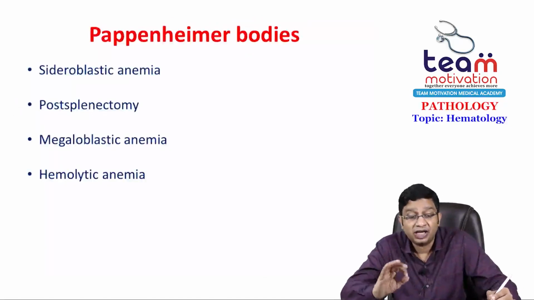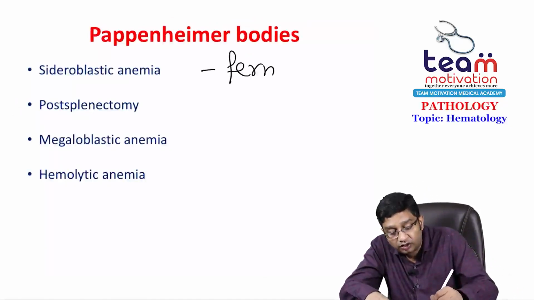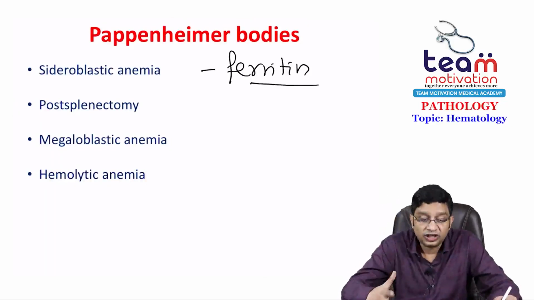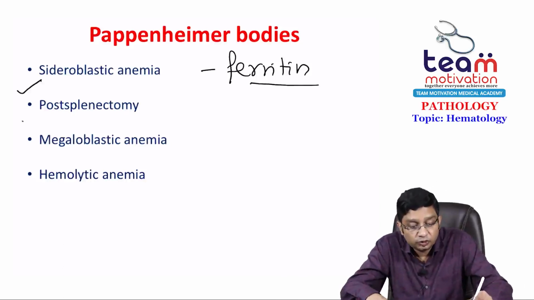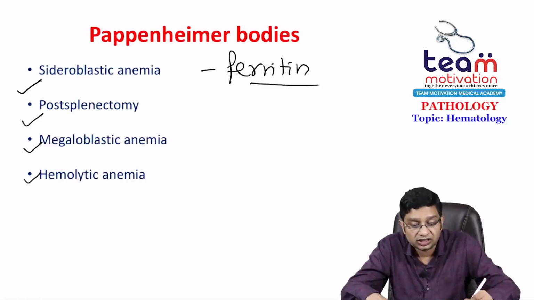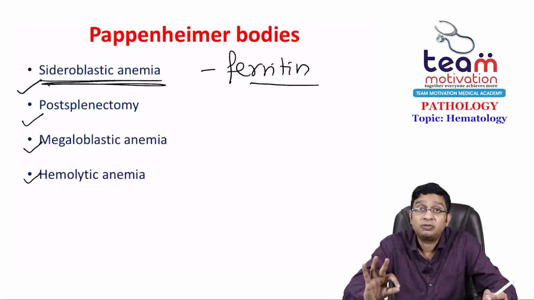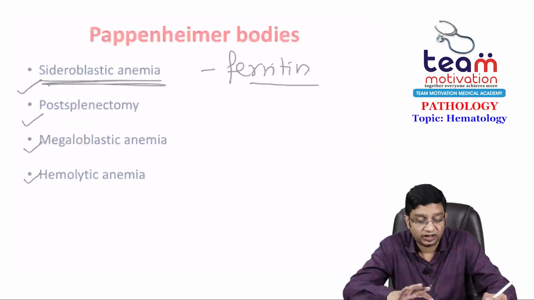Then there are the Pappenheimer bodies. These Pappenheimer bodies are formed of ferritin. Where can they be seen? They can be seen in sideroblastic anemia, post-splenectomy, megaloblastic anemia and hemolytic anemia, but mostly they are seen in sideroblastic anemia. At least you need to remember that Pappenheimer bodies are formed of ferritin.